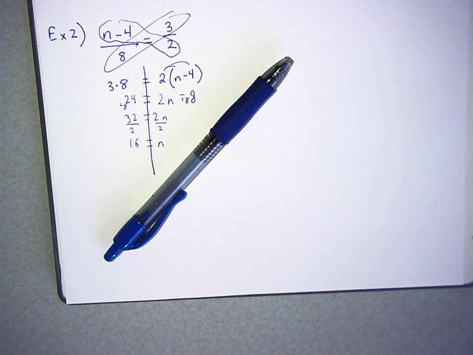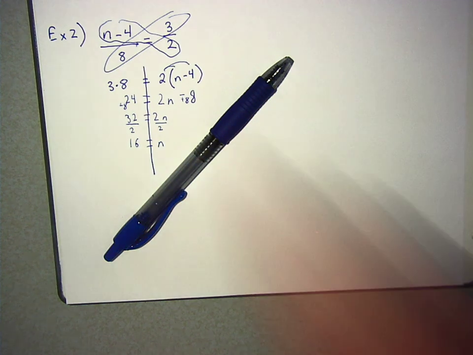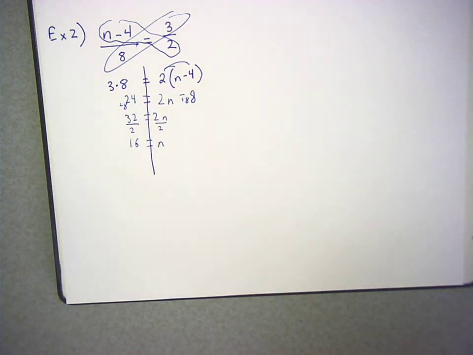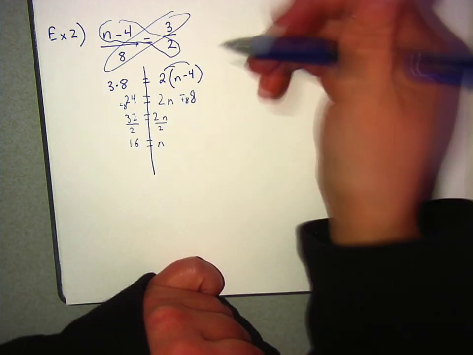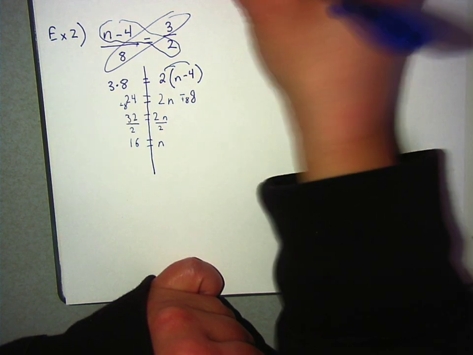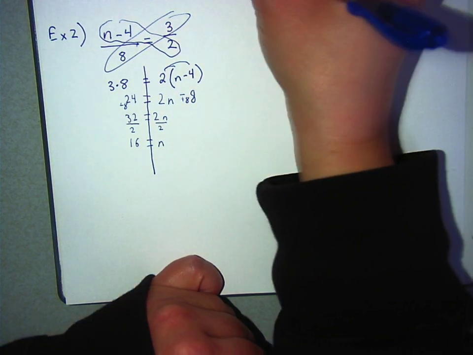Oh. So you just didn't distribute it to the second one? Nice. Okay, next up. We're doing 2 more problems. Example 3.